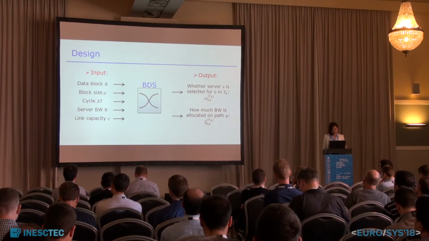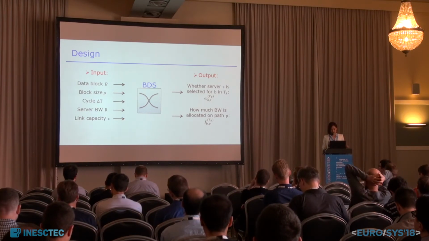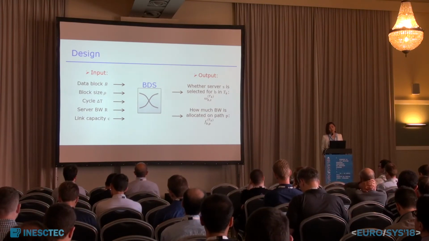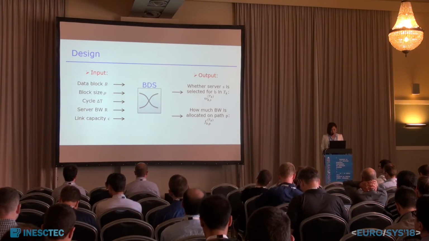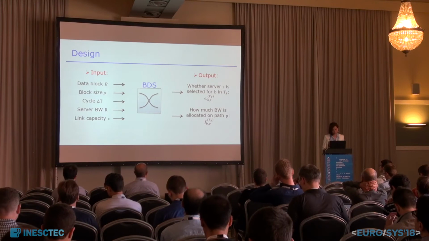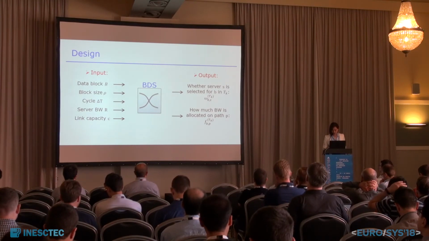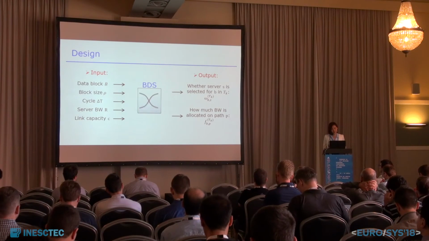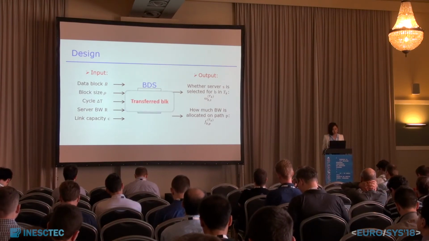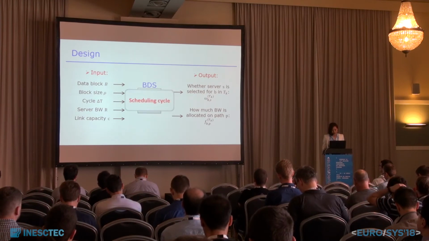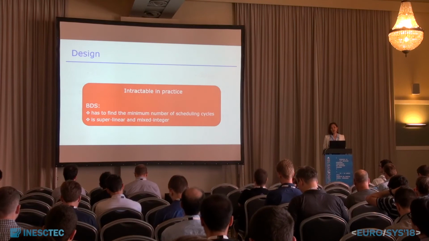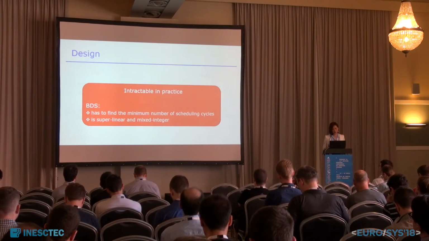The first one is whether server S is selected as the transmission destination server, and how much bandwidth we could allocate to each transmission. Of course, such a formulation has multiple constraints. For example, the constraints on allocated bandwidth, on link capacity, and on transferred blocks and scheduling cycle. These constraints make the formulation intractable in practice because it is superlinear and mixed integer. So the computation overhead grows exponentially with more potential source servers and data blocks.